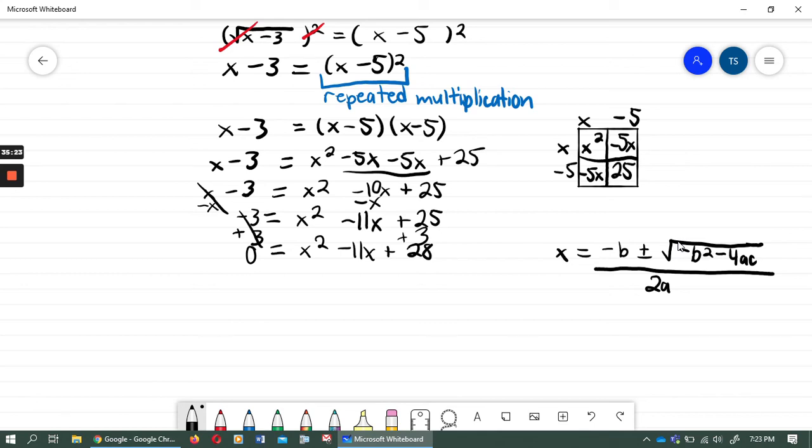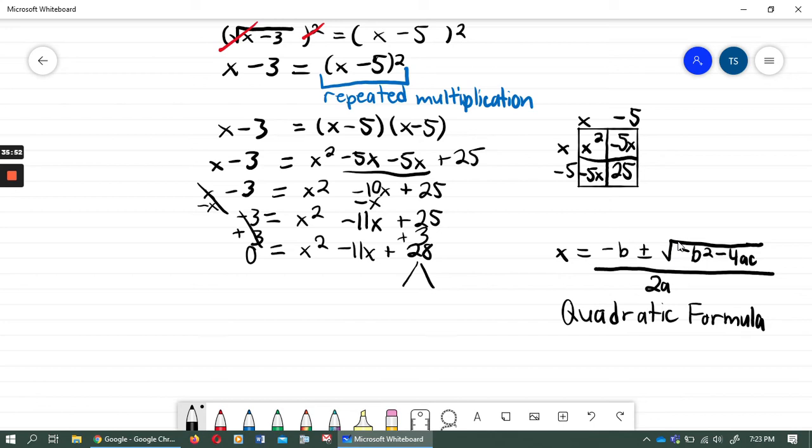Alright, so again, I'm going to solve this by factoring. I've got the quadratic formula written over here just to remind you of what the quadratic formula is, but I'm going to solve this by factoring. You can solve it whichever way you remember how to do, but I'm going to solve this the easiest way here.